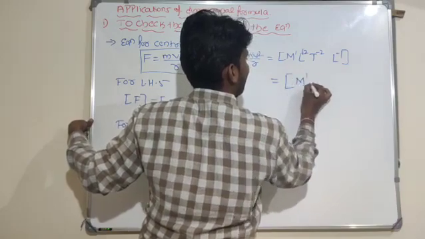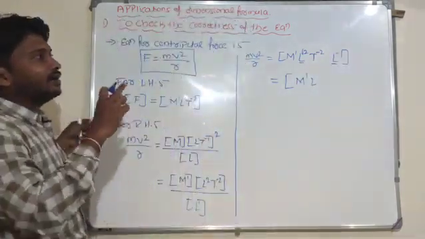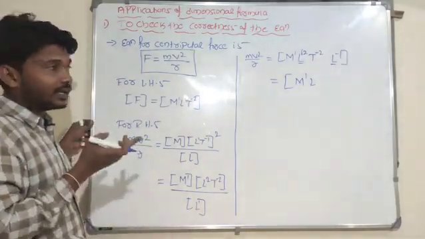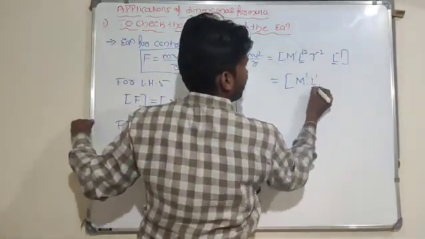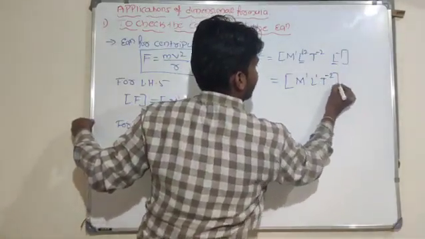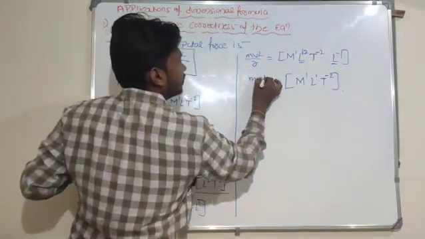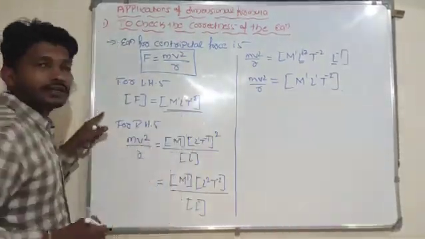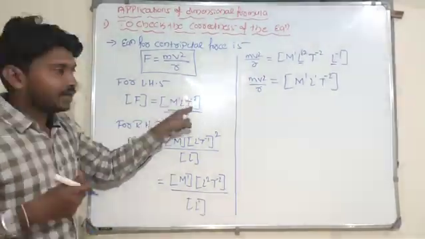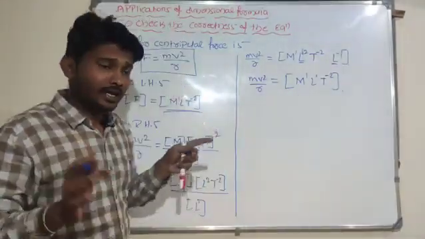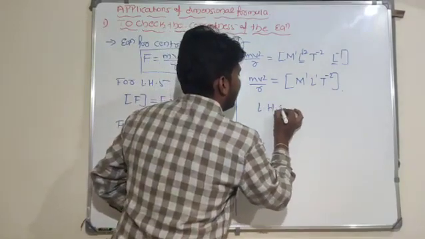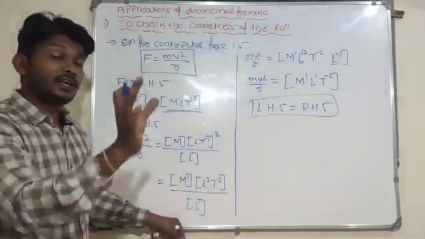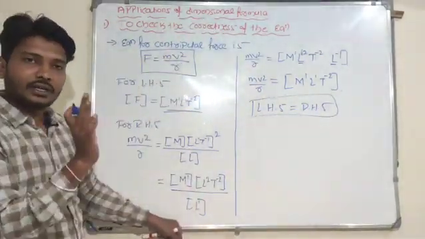So finally M^1. Bases are the same, so powers are added: L to the power of 2 into L to the power of minus 1. The base is L here, and the powers are 2 minus 1, so that is 1. Another term is time. This is the dimensional formula for the right hand side terms. The left hand side dimensional formula is M^1 L^1 T^-2, the right hand side is M^1 L^1 T^-2. Here LHS is equal to RHS, so the given equation is dimensionally correct, we can say.